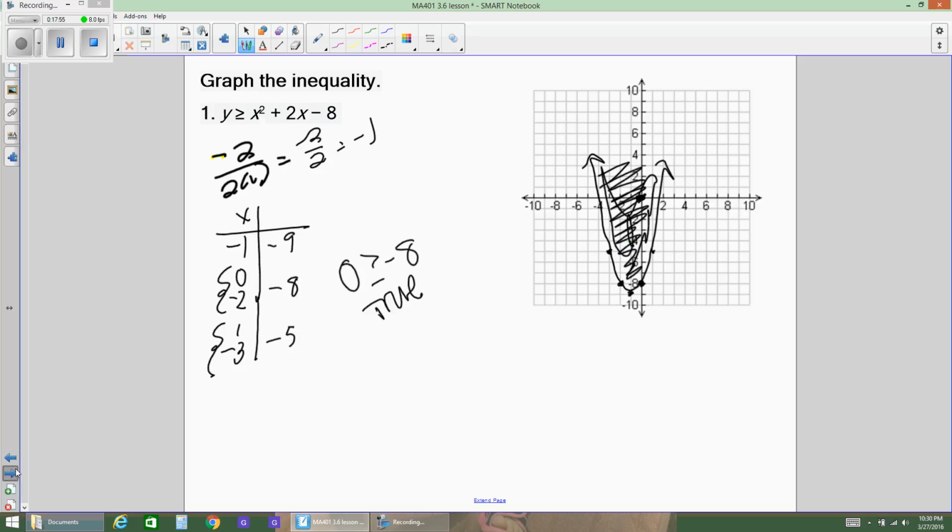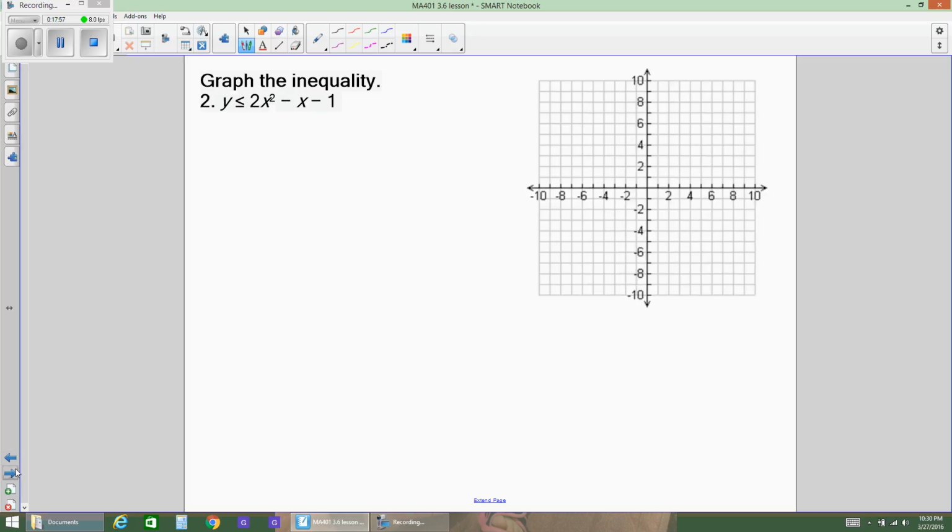Moving on. Number 2, graph the inequality again. It's 2x squared minus x minus 1. And it starts with y is less than or equal to. Alright, so I'm already thinking that my line type is solid. I've got the opposite of b over 2a here. And I'm so thankful I'm using my calculator because that's 1/4.